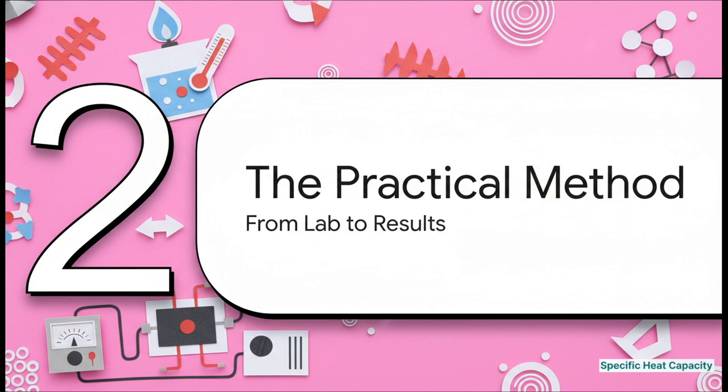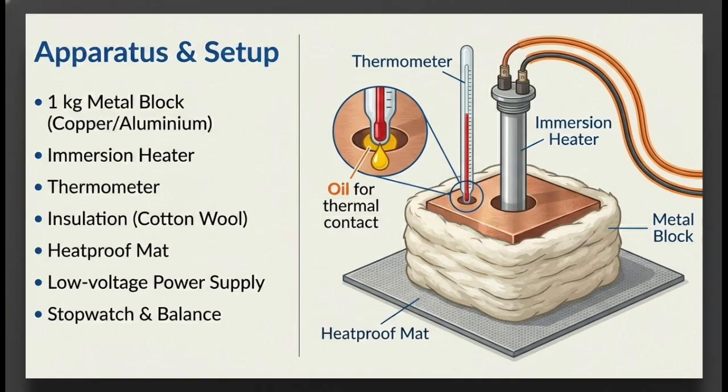This is your how-to guide for the experiment. So here's all the kit you're going to need. The star of the show is this metal block, usually aluminium, and it's got 2 holes drilled in it. One's for an immersion heater, that's what's going to supply the heat energy, and the other is for a thermometer, so we can measure how hot it gets. The rest of the gear is just for measuring things like mass, time, and the electrical energy we're putting in.